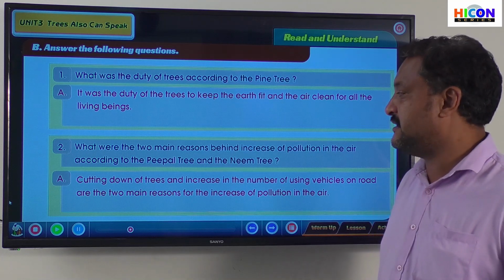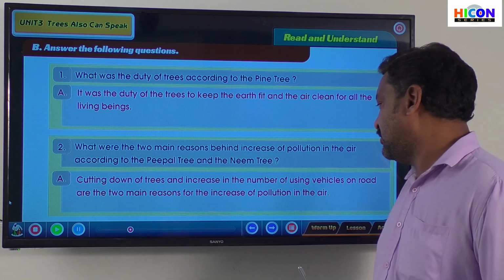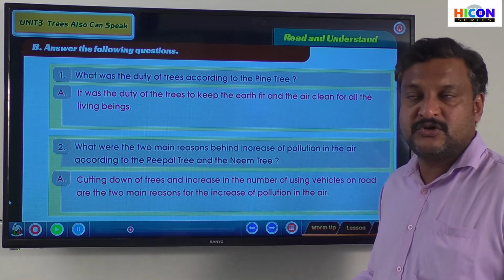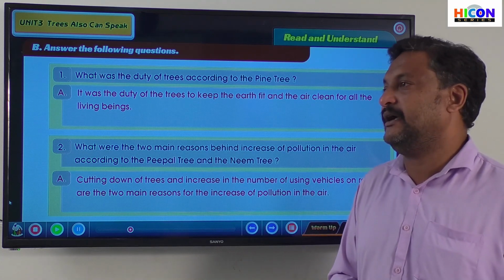Okay, so what are the reasons? Cutting down the trees and increase in the number of vehicles. So we know we all breathe out carbon dioxide.